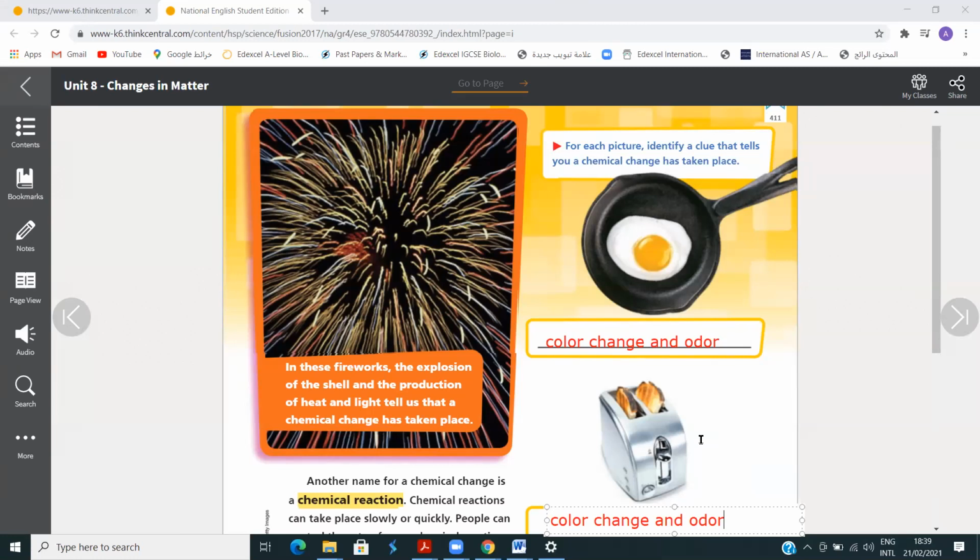Write it, please. I will give you half a minute. Write, my students. Mister, I wrote it. Okay. The rest, I will wait. Then go to the other image, please.